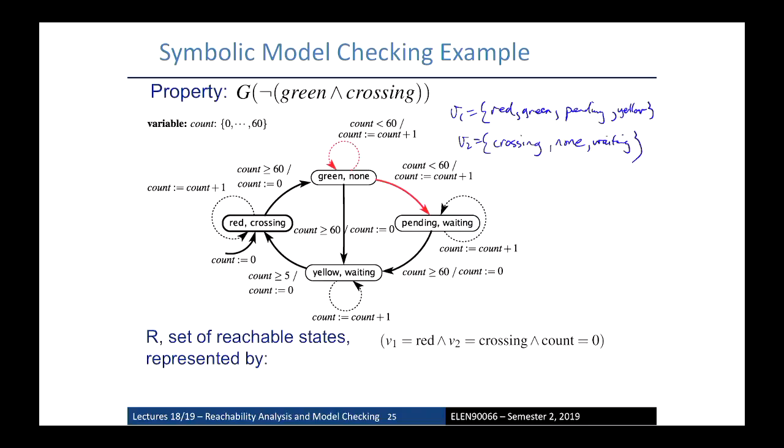So they're sets, right? Now the idea is we can write the set of reachable states in terms of elements of those sets and Boolean operators operating on those things. So for instance, in the red crossing state here, we default with count being equal to 0. So we could write that as V1, the state of the controller, being red, and V2, the state of the pedestrian model, being equal to crossing. And we can also compose that with variables as well, part of the extended state machine. So count equals 0.